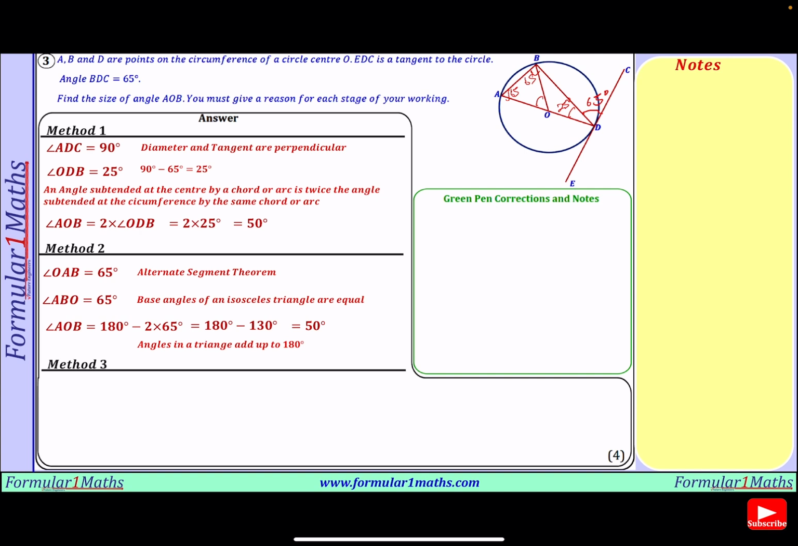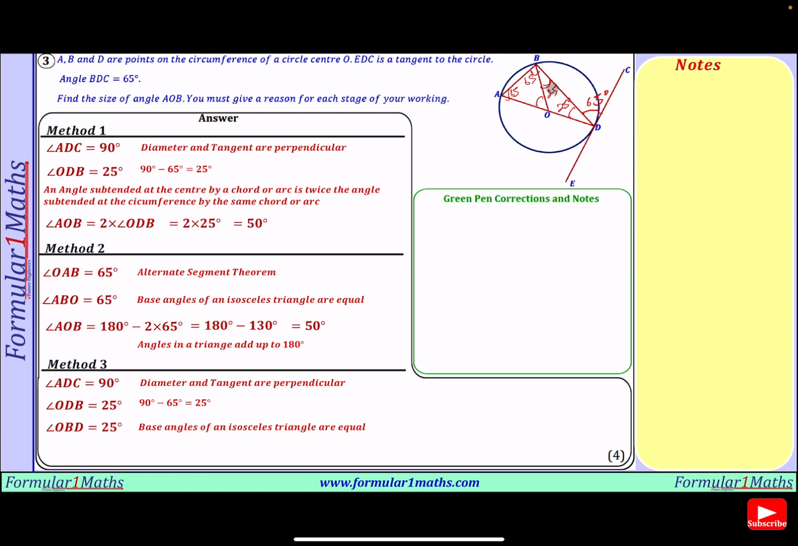Now method 3. Angle ADC is equal to 90, as we saw in method 1. Angle ODB is 25, again from method 1. But this time, we can also say that this angle here is 25. And the reason, again, is base angles of an isosceles triangle are equal. So, why is this an isosceles triangle? OD is the radius and OB is the radius. That makes this triangle an isosceles triangle.